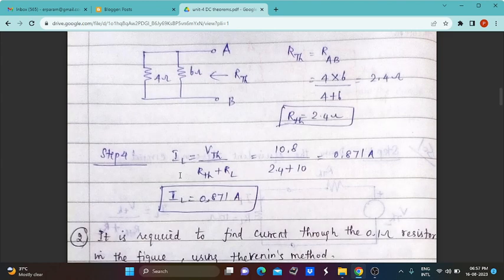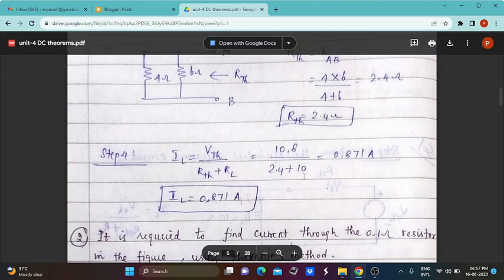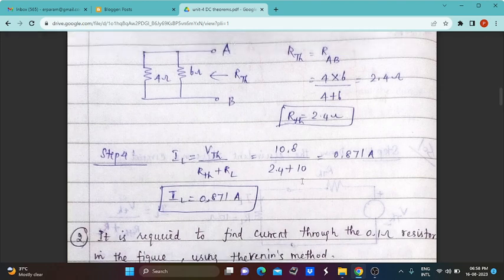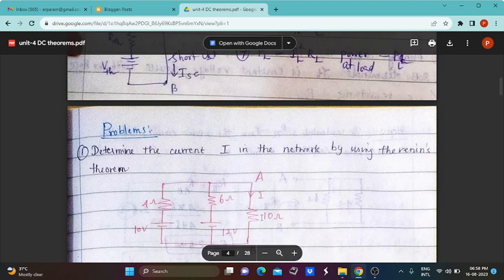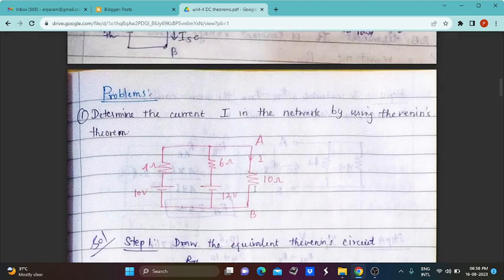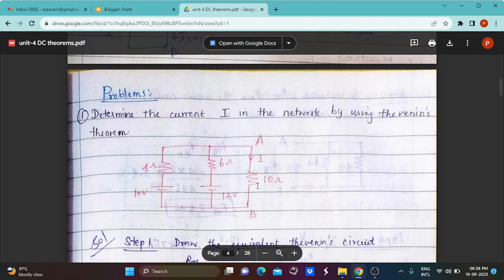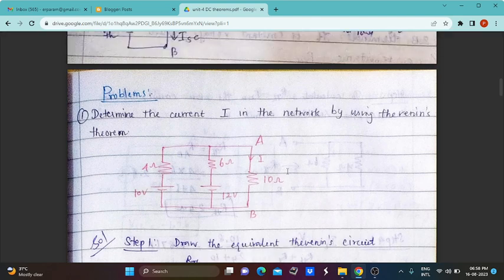Next we can find the load current IL. IL can be determined with the help of the formula VTH divided by RTH plus RL. So 10.8 is the VTH and RTH is equal to 2.4. RL is given already in the circuit, 10 ohm. So finally we apply all these values in this formula and we get 0.87 amps. So the load current 0.871 amps is the current flowing through this 10 ohm resistor. This 10 ohm resistor acts as the load resistor for this given circuit. So this is the method which is used for finding the unknown parameter of load current using Thevenin's theorem.